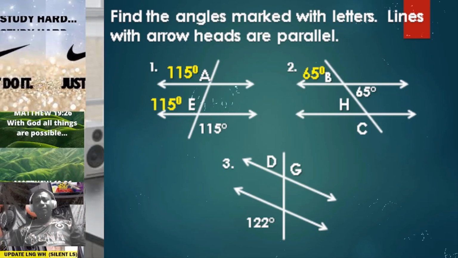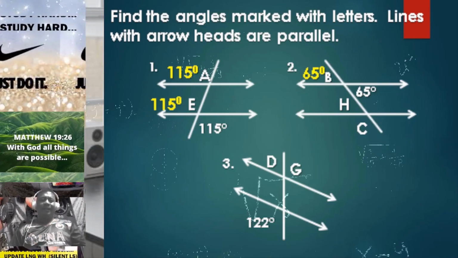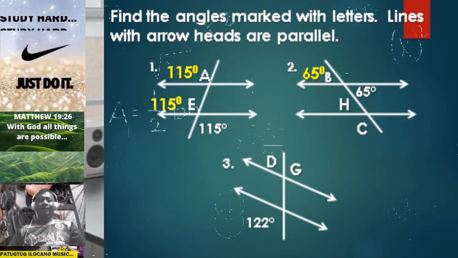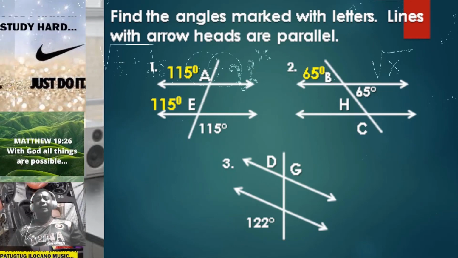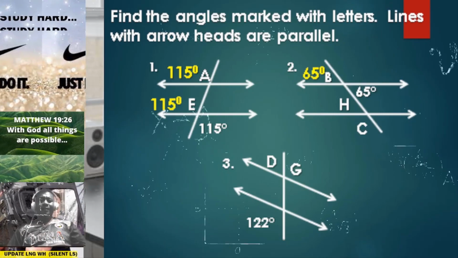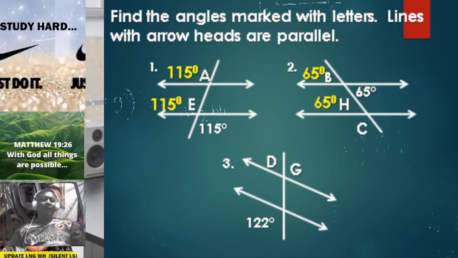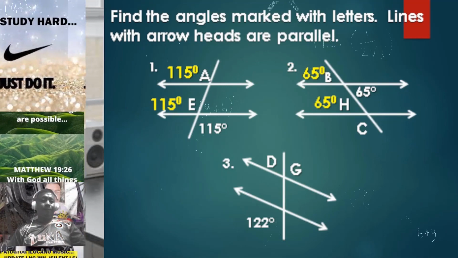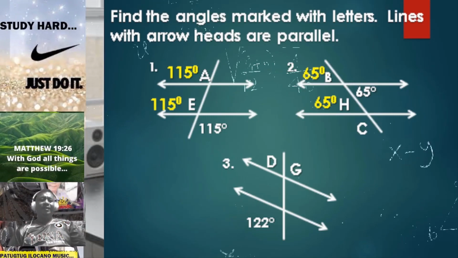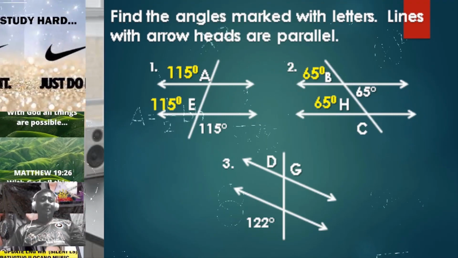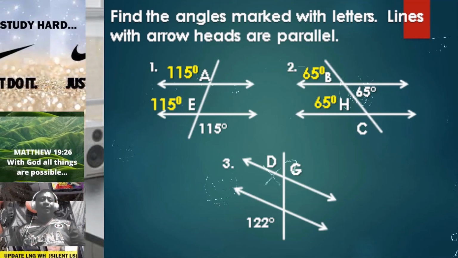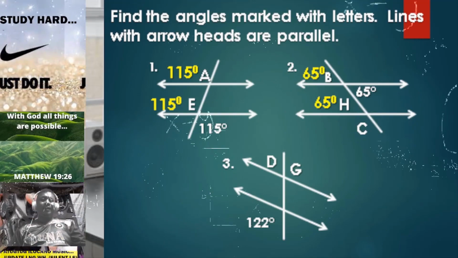What is the relationship between the given angle 65 degrees and angle H? That's right, they are alternate interior angles. And alternate interior angles are congruent. So therefore, angle H is also equal to 65 degrees. B and H are corresponding angles. So if the measure of angle B is 65 degrees, angle H is also 65 degrees, since corresponding angles are congruent. How about angle C?